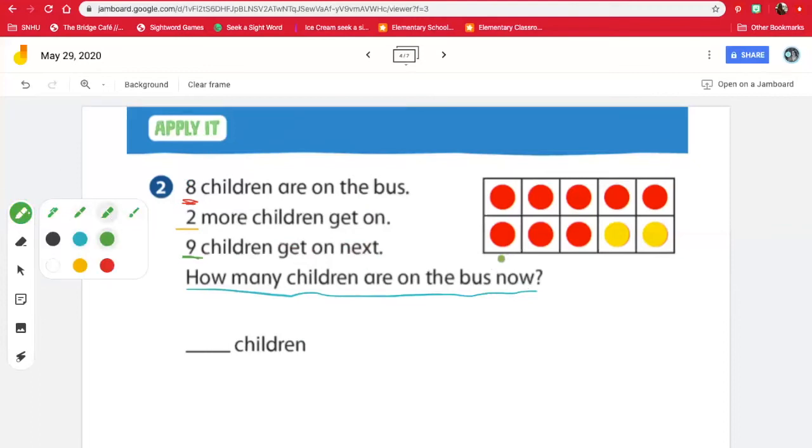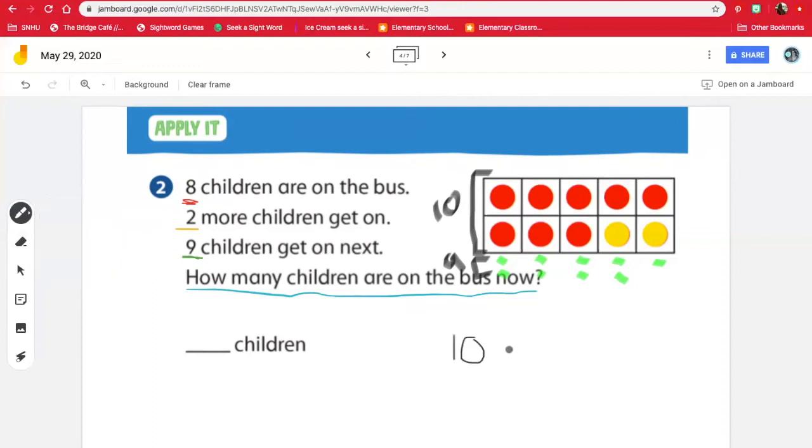So here we have, I'm just going to draw 9 lines to show the 9 children that get on next. So we have 1, 2, 3, 4, 5, 6, 7, 8, 9. So now we're going to add, we have our 10 here, and we have 9 left over. So we need to add 10 and 9.